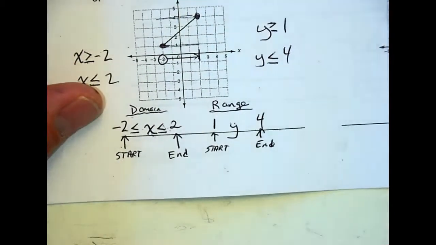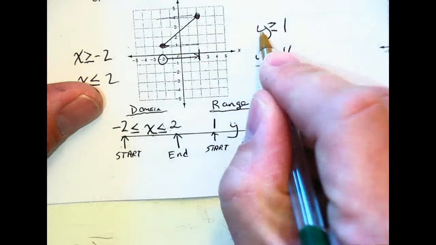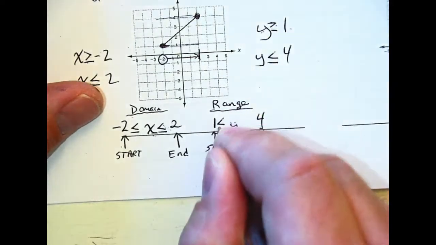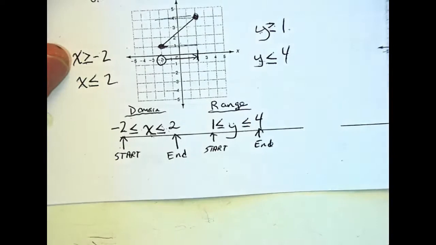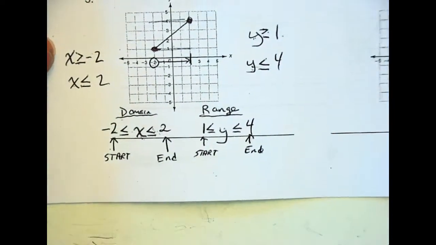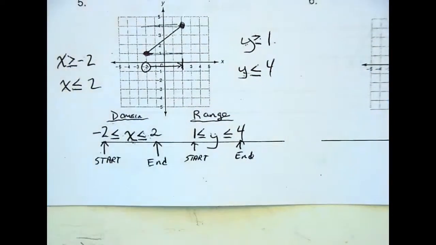Okay, so the y and the 1, it's pointing at the 1. The y and the 4, it's pointing at the y. There we got it. How many got it right? Good. Any questions on them?